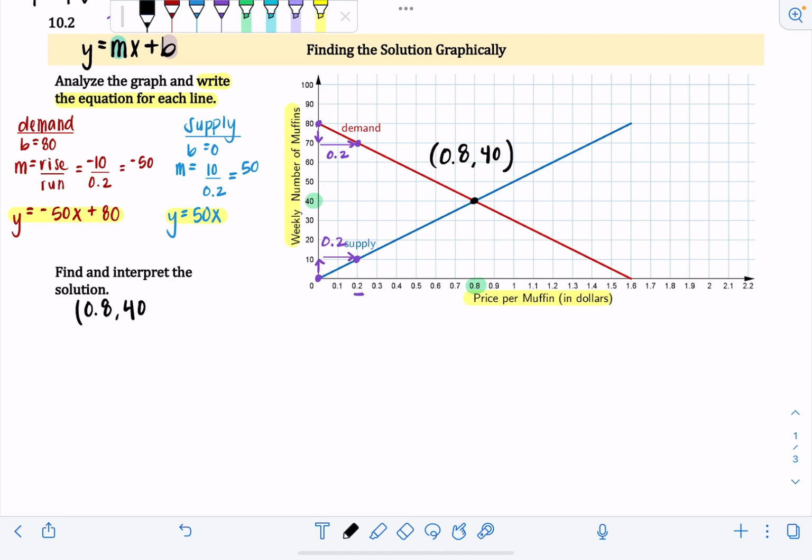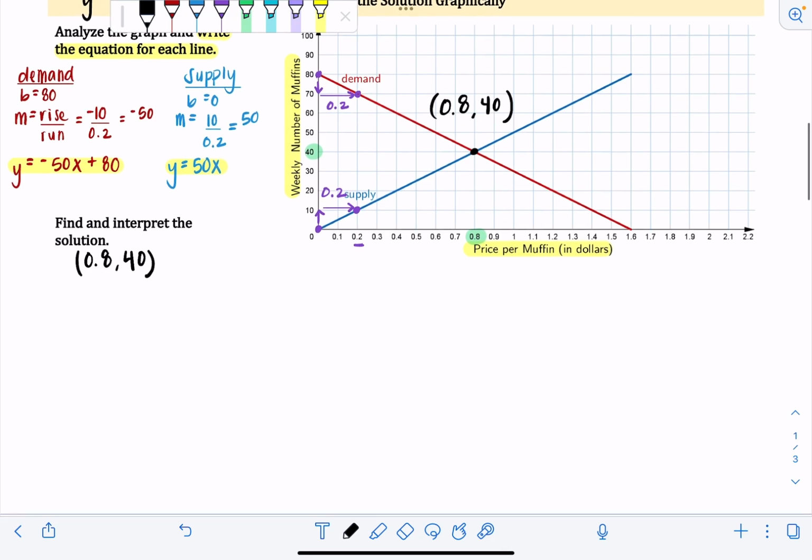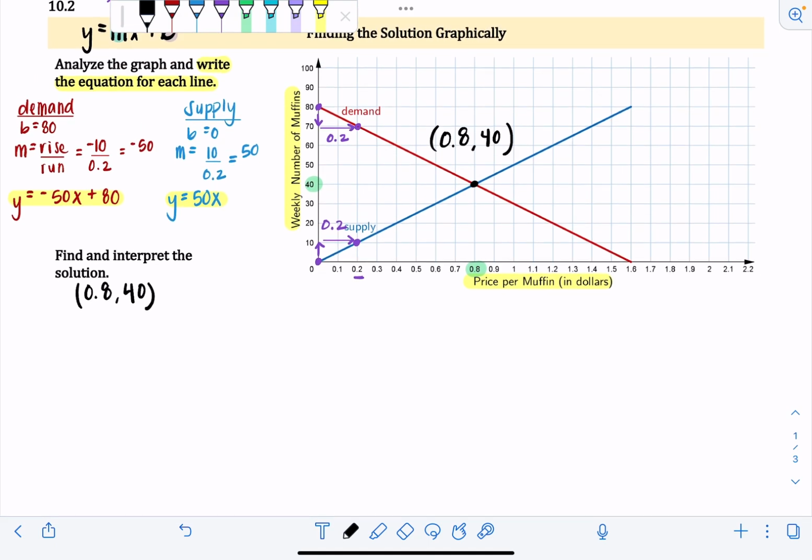And then interpret means describe what it means in the context of this problem. So don't just tell me it's 0.8 on the x and 40 on the y. We have to relate it back to the muffins that are being created. So we have to look at what each axis represents.